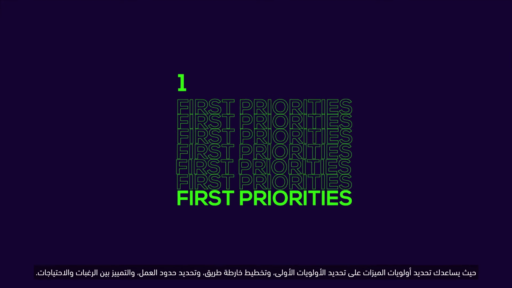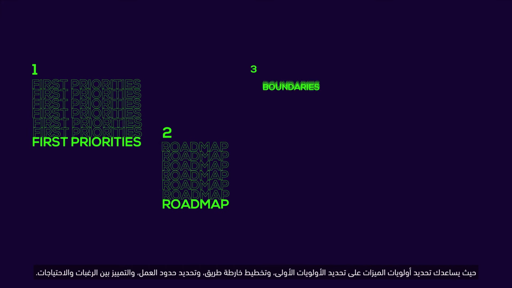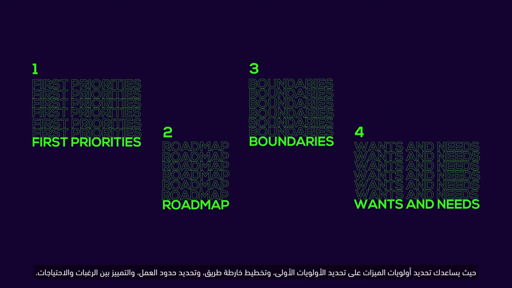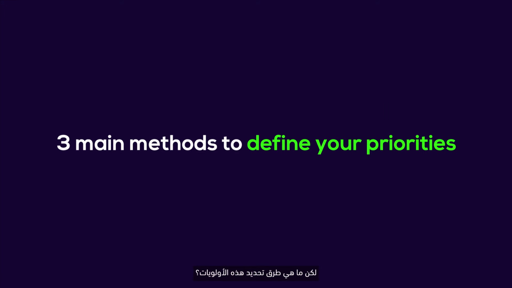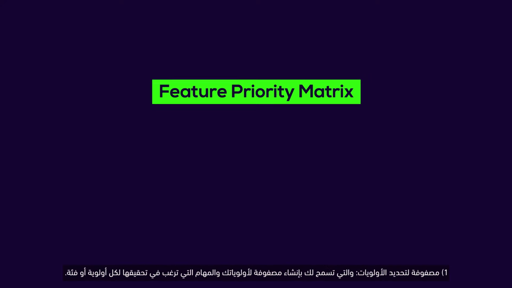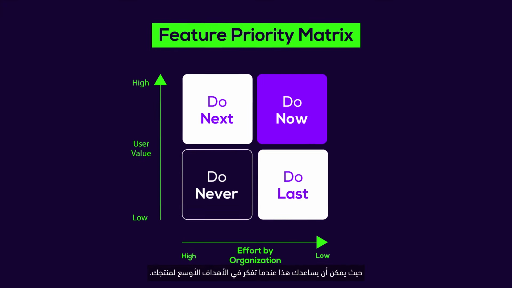Feature prioritization helps you to determine first priorities, plan a roadmap, define boundaries of work, and differentiate between wants and needs. But what are the methods to define these priorities? There are 3 main methods you can use. 1. Feature priority matrix. This allows you to create a matrix of your priorities and the tasks you wish to achieve for each priority or category. This can help as you think about your wider product objectives.